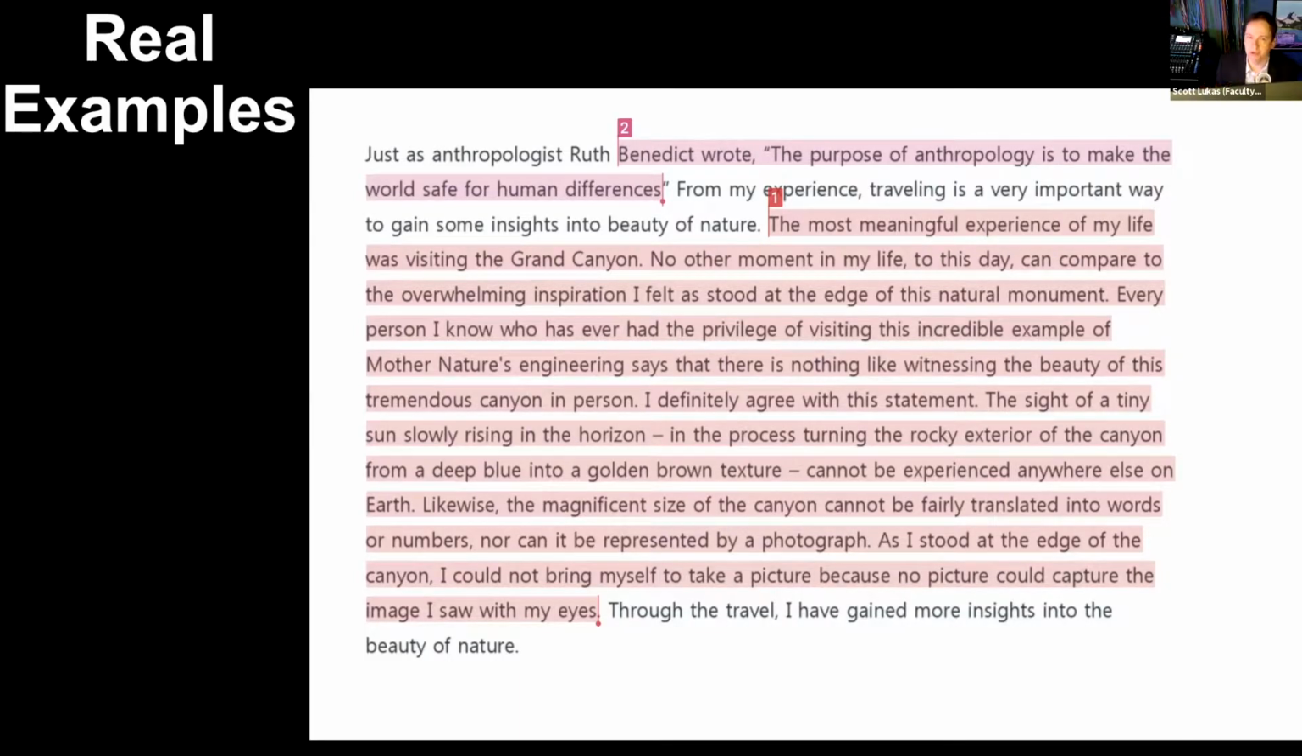This is one of the more shocking ones. This was an anthropology class where I think we were talking about travel. So they wrote a few things in their own words. Through the travel, I have gained more insights into the beauty of nature. But what was shocking to me was they copied someone who wrote a first-person perspective experience about visiting the Grand Canyon, right? So not only are they cheating, but they're using someone else's words who, I don't know where this came from, but they clearly had a memorable experience going to the Grand Canyon.